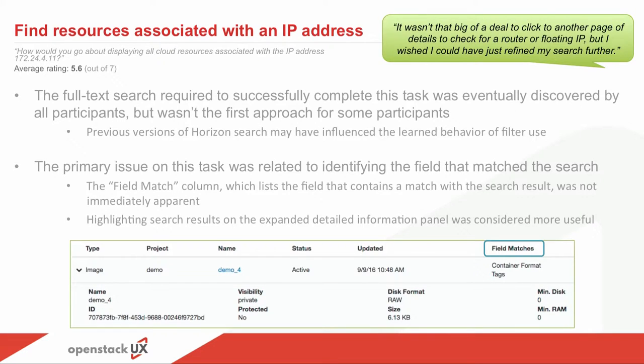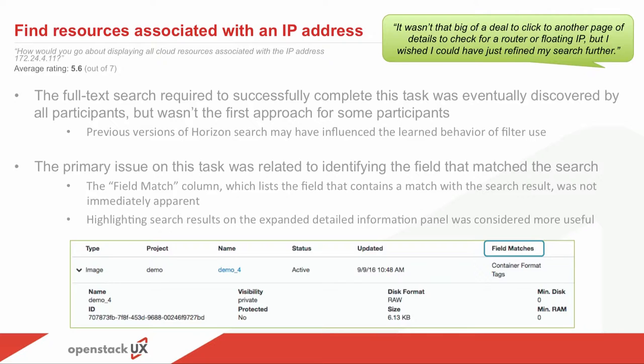The third task was to find resources that were associated with an IP address. So this task looked at finding multiple different types of resources instead of a particular category. Most of the participants did a full text search and realized that they needed to do full text, because if they filtered down to a certain type of resource, they might be doing multiple searches to be able to find all of those associated resources.